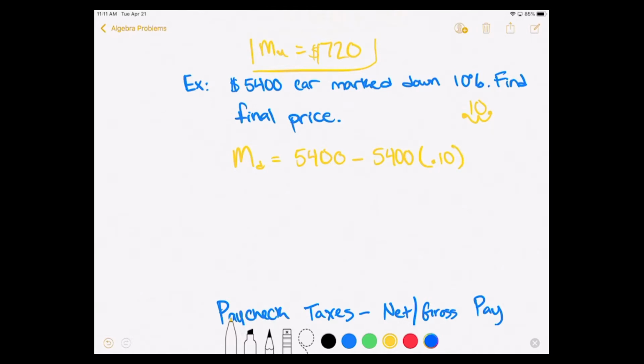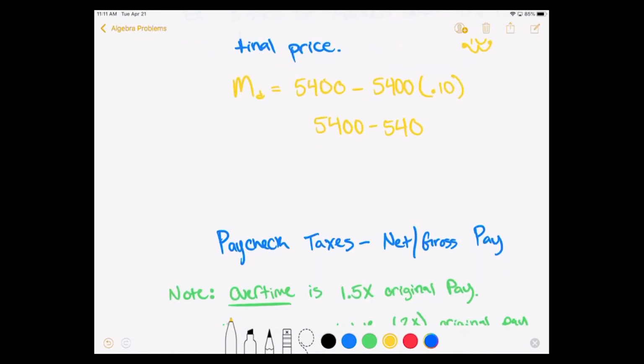And then you're going to go to your handy dandy calculator and figure out that 5,400 times 0.1 is 540. So basically, I'm marking down my price $540. So if the question asks you what was the discount, well, this right here is your discount, which I didn't ask you that, but in case you get asked in the future, that's my discount. But my total price after the discount is $4,860. That's how you do markups and markdowns.